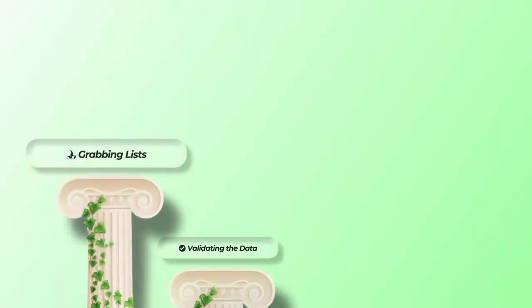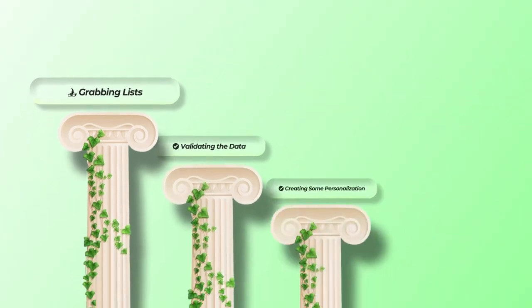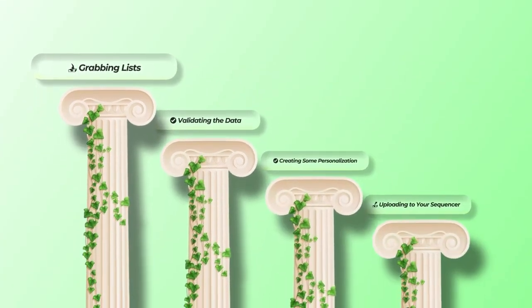That's basically it. That's soup to nuts how we set up new campaigns for a client. Now, you could get a lot more complex, but that's a really simple workflow. Grabbing lists, validating the data, creating some personalization, uploading to your sequencer, making sure you've got the right inboxes and infrastructure to send at scale, and then clicking launch and getting that campaign out there. It should take you no more than 2 hours.